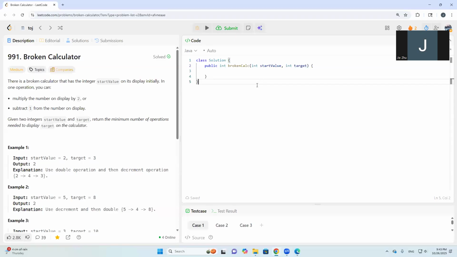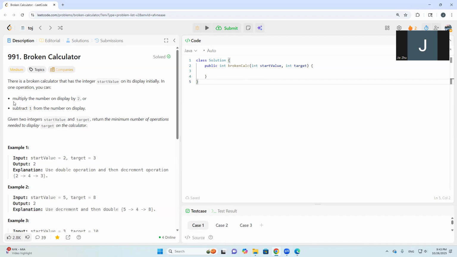Let's go to LeetCode 991, Broken Calculator. We are given a broken calculator which has two integers, a starter value and a target. You can choose two options: multiply the number by 2 or subtract 1 from the number. Given the start value and target, return the minimal number of operations you need to display the target on the calculator.